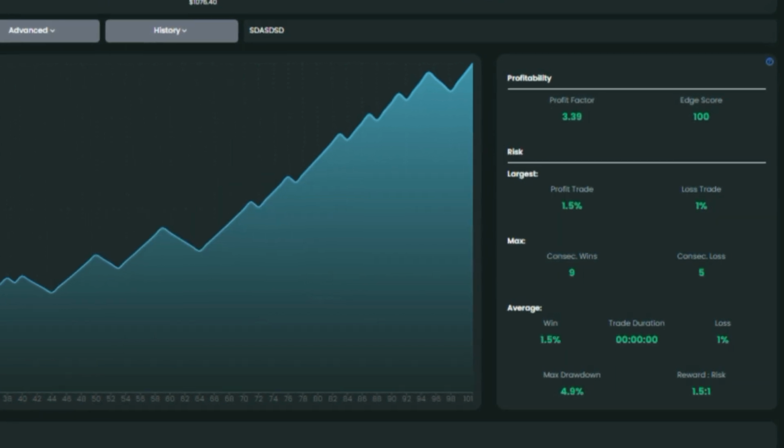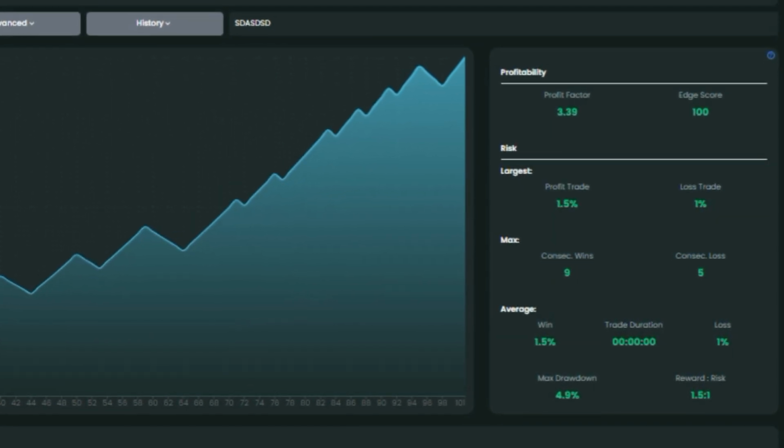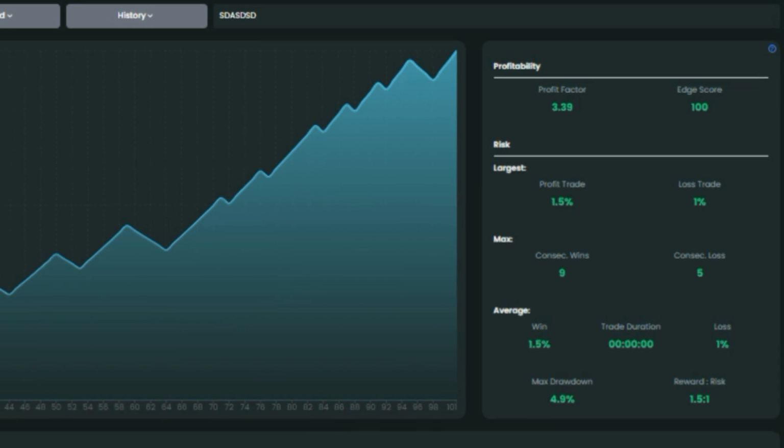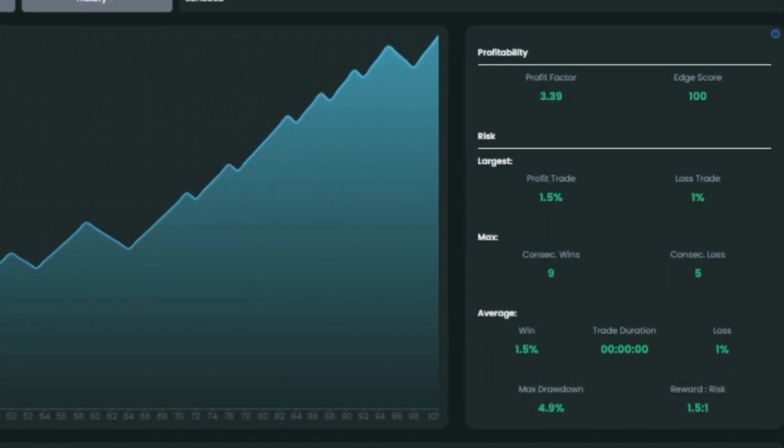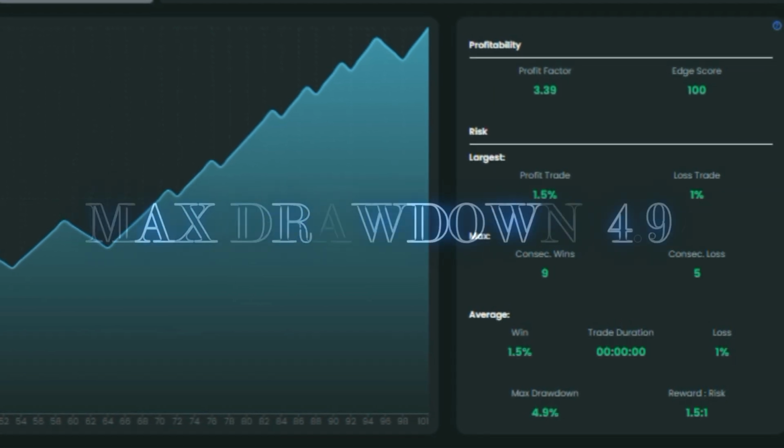The profit factor, which tells us how profit stacks against losses, came out to an awesome 3.39. And the max drawdown or worst loss was just 4.9%.